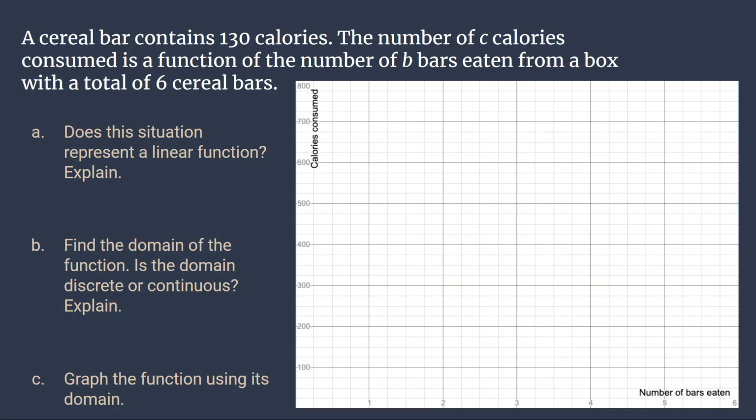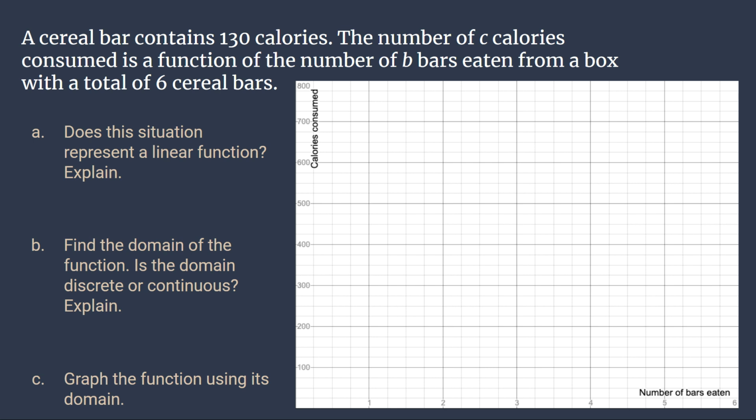A cereal bar contains 130 calories. The number of calories, C, consumed is a function of the number of bars, B, eaten from a box with a total of 6 cereal bars. So does this situation represent a linear function? Explain. So to be a linear function, you have to have a constant rate of change.